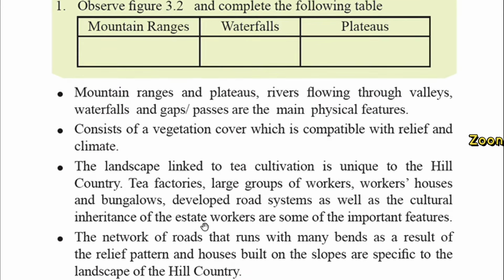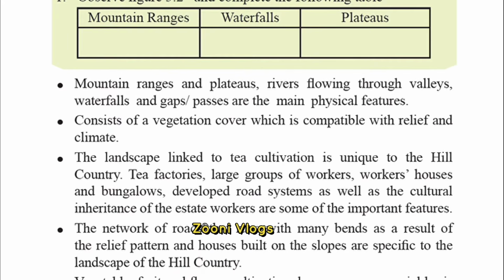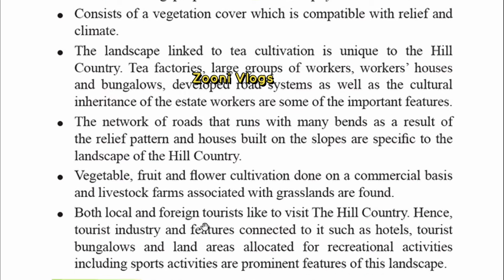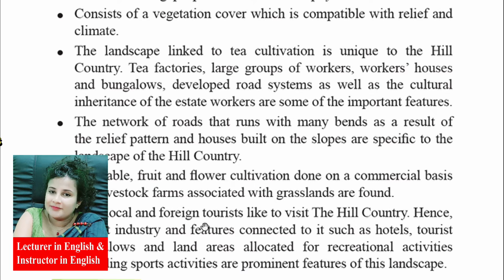The network of roads that runs with many bends as a result of the relief pattern, and houses built on the slopes, are specific to the landscape of the hill country. Now here the network of roads also, because in our past Sri Lanka, especially the colonial rulers, mostly paid attention to developing these cultivations, especially tea cultivations. So they improved the network of roads, which runs with many bends, because they transported those tea leaves from one place to another. That means they developed a lot of roads.